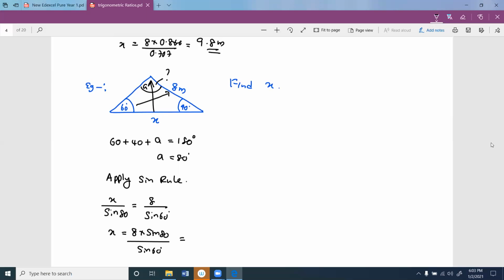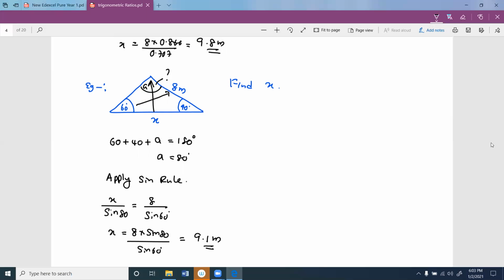8 into sine 80 divided by sine 60. Right. Okay. So this answer is 9.1. Obviously we know that the side in front of the angle 60 is 8. So if this angle is 80, it should be bigger than that. So you get this answer as 9.1. Up to a certain level, we can say yes, our answer is correct. So that's a way of handling this kind of situation.